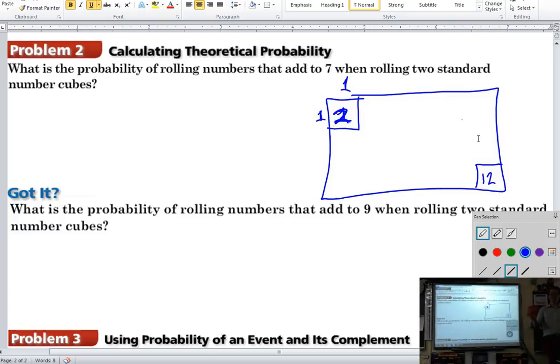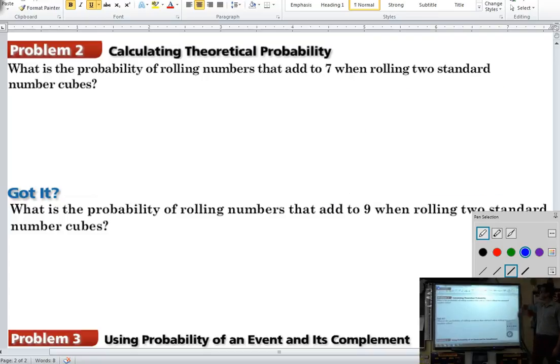Certain games actually do have blank sides on dice. I'll bring in some of those sometime. That's not a cube. They say standard number cube.